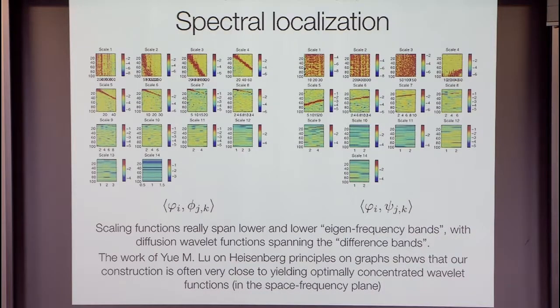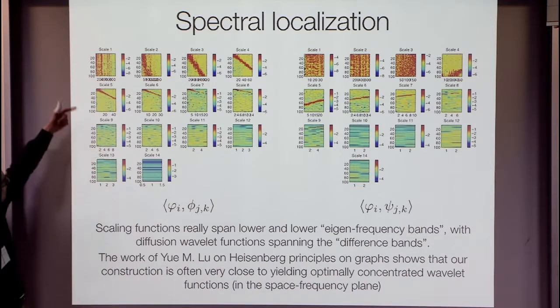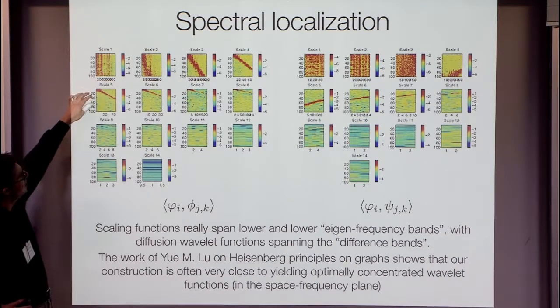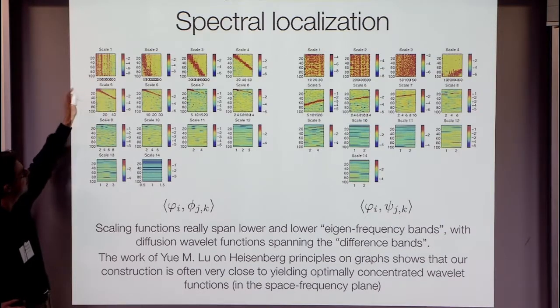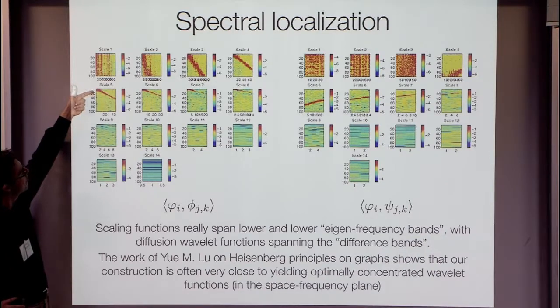You could look at that by doing spectral diagrams. Every one of these matrices is the set of inner products between the phi i's, which are the eigenvectors of the Laplacian, indexed by the rows, so the index of the rows here is i, and the phi jk's, which are the scaling functions that we construct at scale j. If you look at how they look spectrally, they look mostly localized in the low frequency bands, and then some of them look like wavelets. So if I look at a row here, this is telling me that these scaling functions over here are localized on the low frequency eigenfunctions.